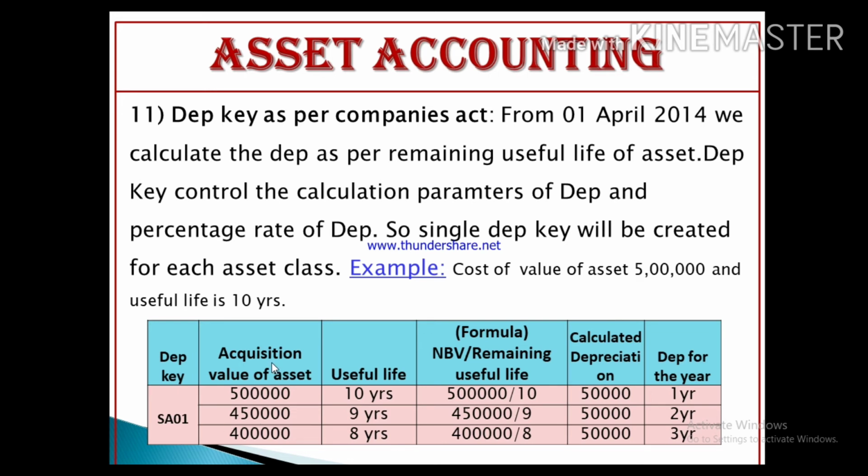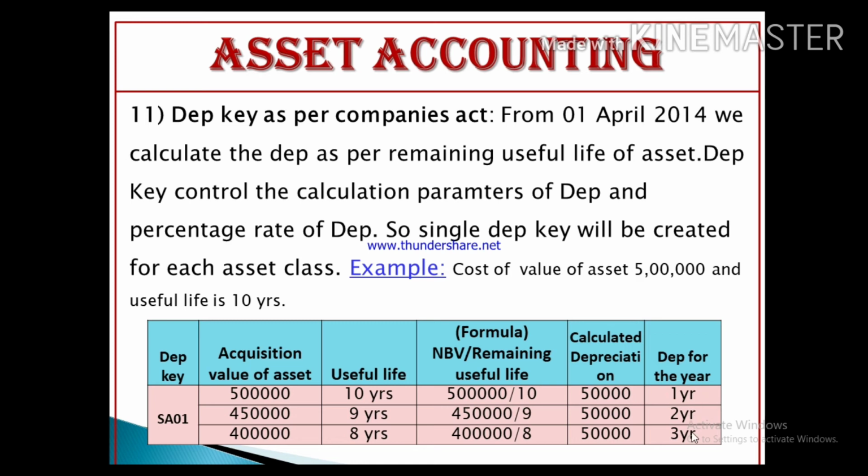Then the value of the asset is 5 lakh rupees for 10 years. The formula will be NBV, net book value, 5 lakh divided by 10 years. The useful life is 10 years for the first year. So the calculated depreciation will be 50,000 for the first year.